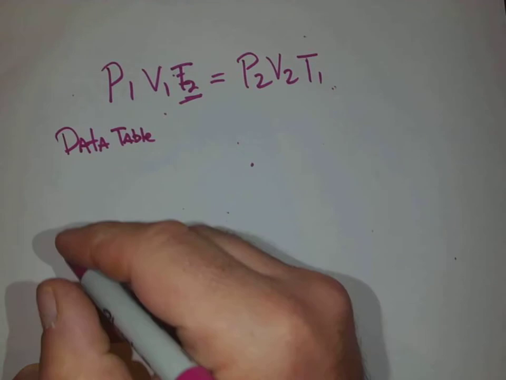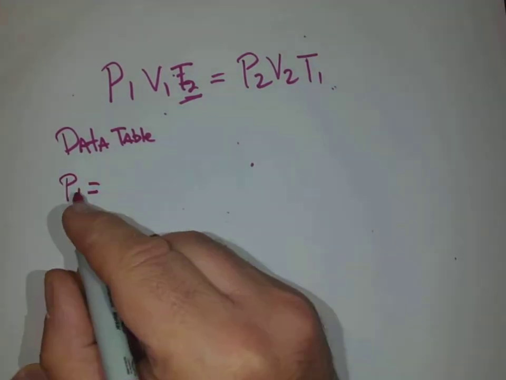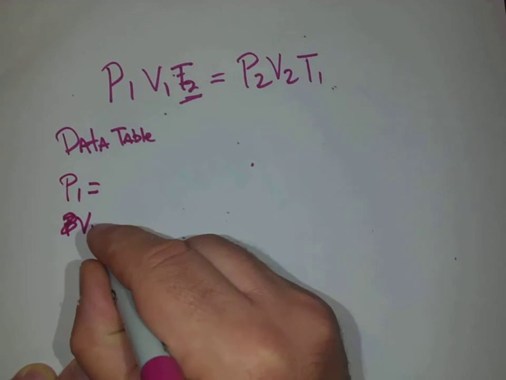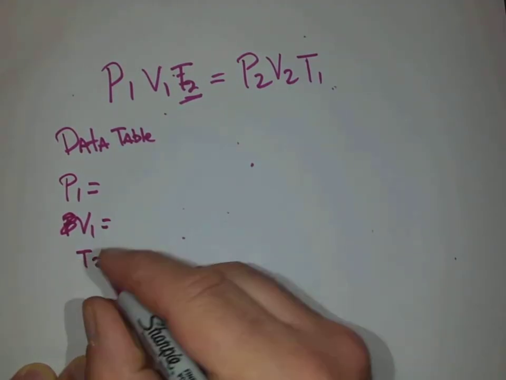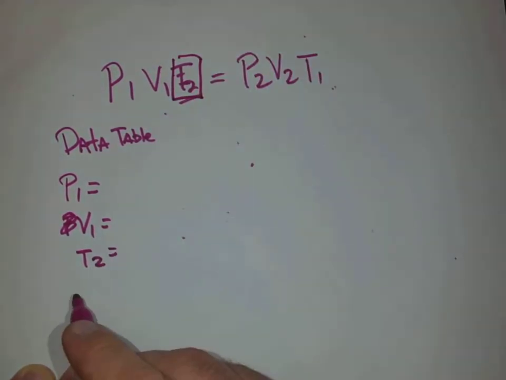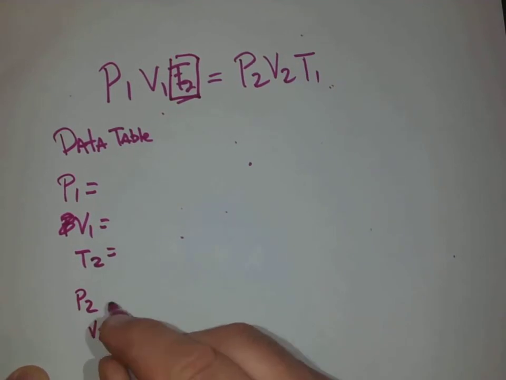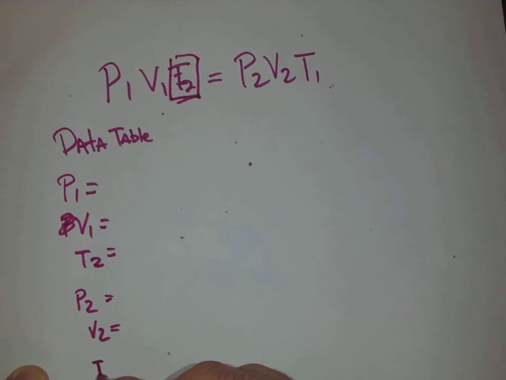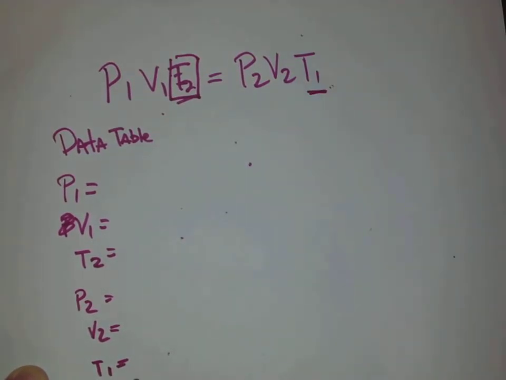So let's see, what do we know? So let's write down P1, V1. Now, you don't have to do this. Since T2 is on this side right here, I like to write T2 with P1 and V1. Then we go P2, V2, and then eventually T1, again, because it's on this side of the equation. You don't have to do it this way. I just find that it's easier.